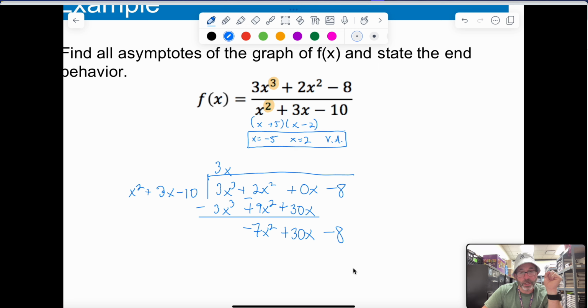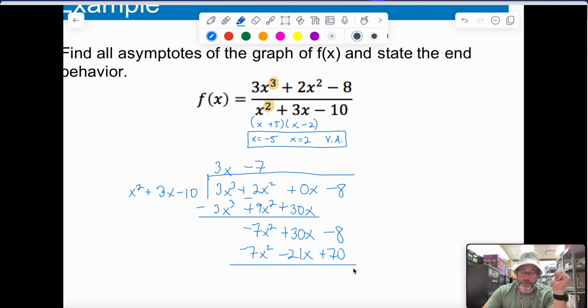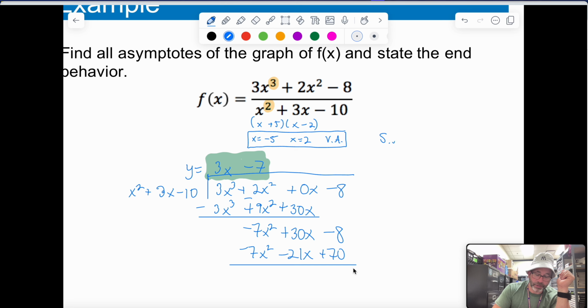Bring down the 8. How many times does x squared go into negative 7x squared? It goes into it negative 7 times. So we have negative 7x squared, then we have negative 21x, and then we have positive 70. Now at this point, we don't care about anything else. I could actually stop. I've got the part that I need, which is right here. This is the part that's going to generate my slant. We're going to have that y is going to equal 3x minus 7. So my slant asymptote in this is y equals 3x minus 7.